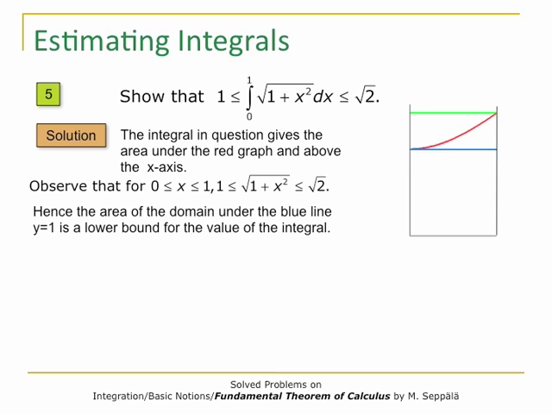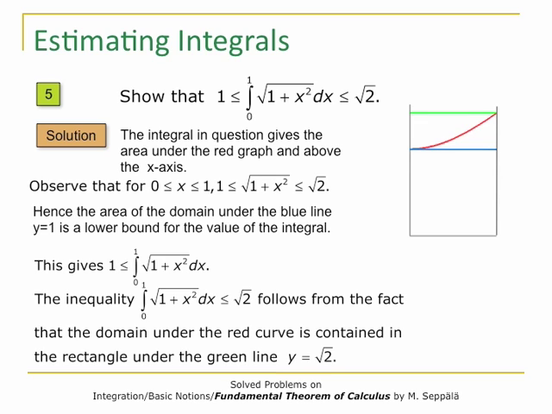This means that the area of the domain under the graph of the function square root of 1 plus x squared, x between 0 and 1, fully contains the rectangle whose base is the interval from 0 to 1 and whose height is 1. That is the rectangle whose upper side is the horizontal blue line segment. The area of this rectangle whose base is 1 and whose height is 1 is 1. Therefore, 1 is less or equal to the integral from 0 to 1 of square root of 1 plus x squared dx.